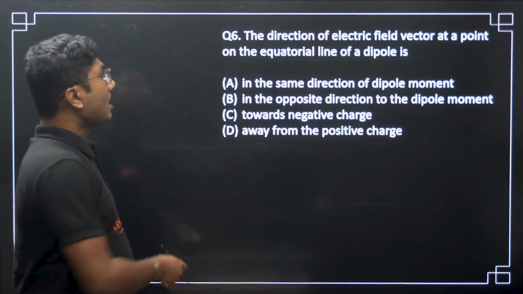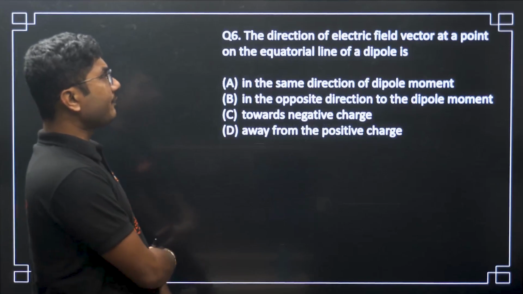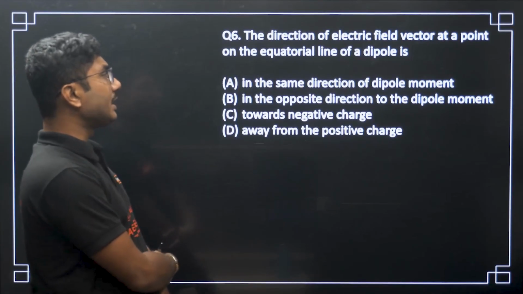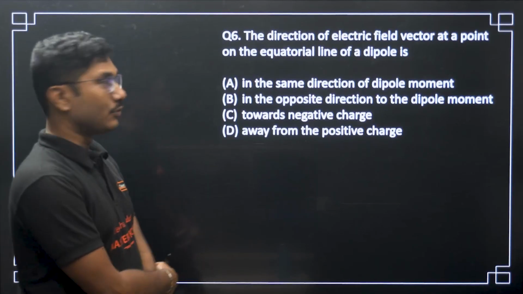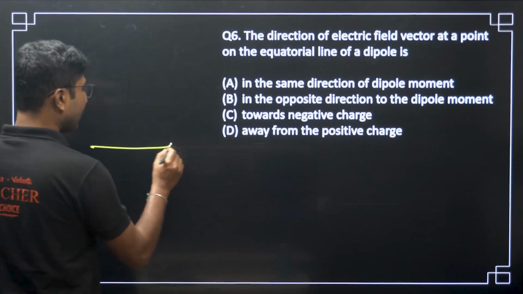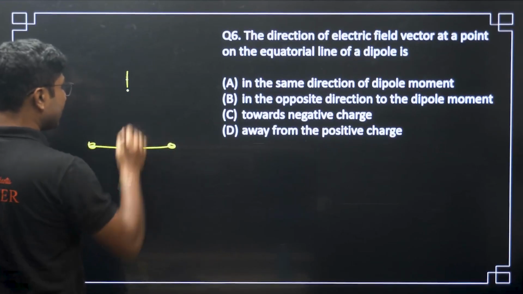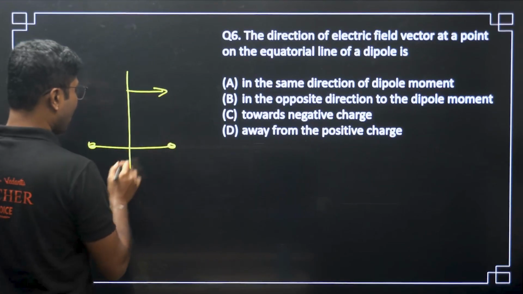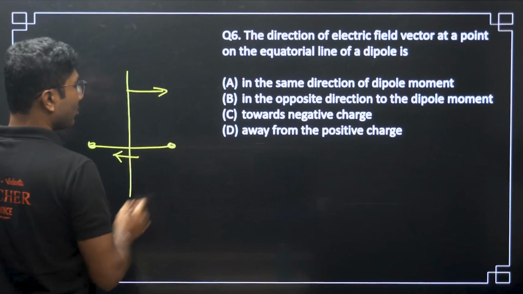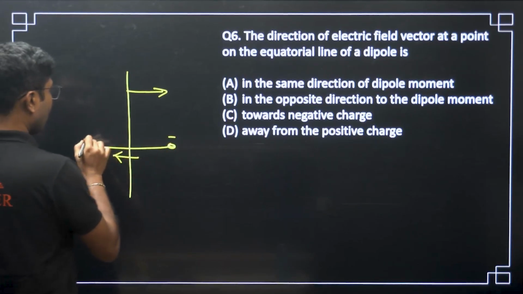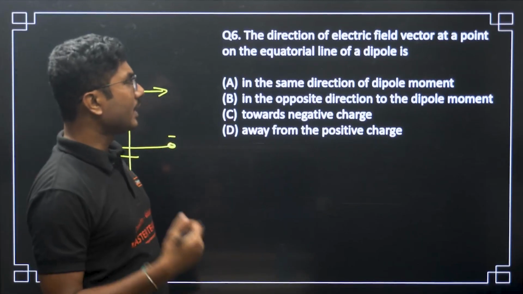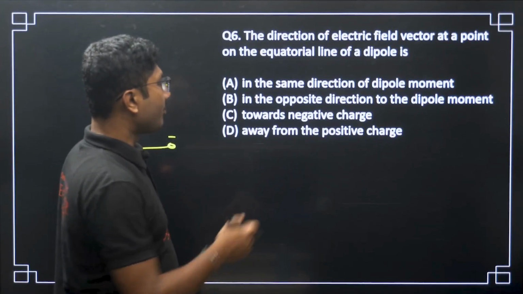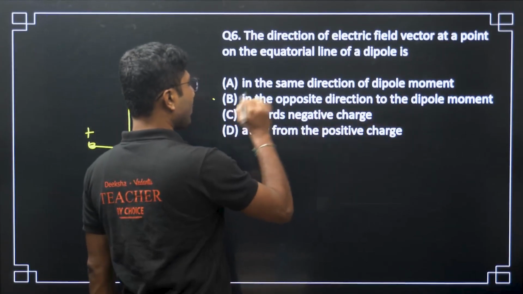Right? The direction of electric field vector at a point on the equatorial line of a dipole is... So if you consider the equatorial line of a dipole, the electric field is opposite to that of the dipole moment, right? Negative, positive, so it is opposite to that of the dipole moment. It is in the opposite direction to the dipole moment. Option B is correct.